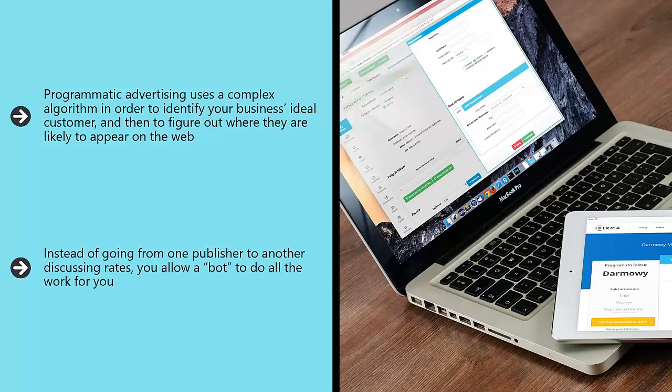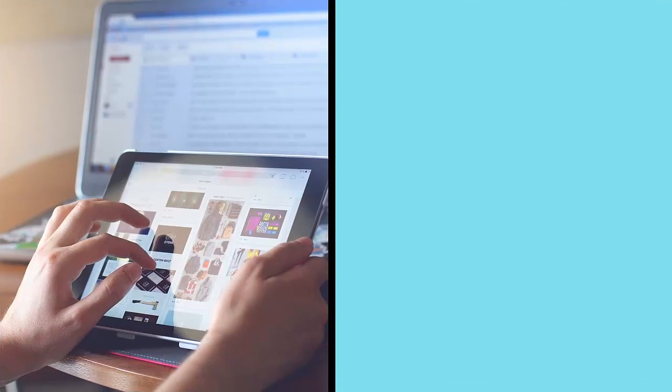Instead of going from one publisher to another discussing rates, you allow a bot to do all the work for you. More importantly, though, this means that you won't waste money on an ad slot that no one looks at. Your ads will be chosen and honed by a smart algorithm, and the result will be that they get higher CTRs from the right targeted customers.